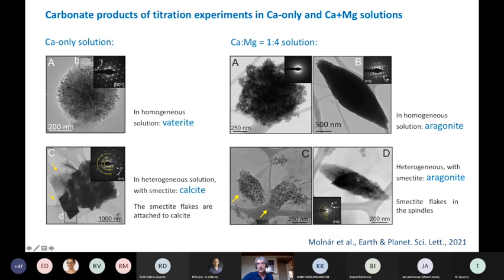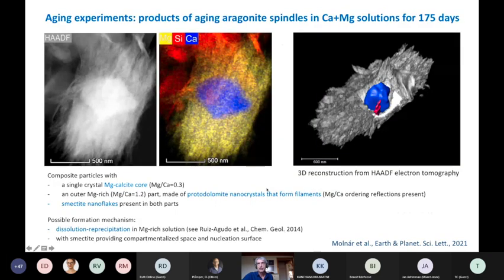However, if we age these aragonite spindles with the smectite in a solution for a couple of months, then we end up with some very interesting objects. These are some composite particles that have a core. You see this euhedral calcite particle with some magnesium in it. So blue is calcium. And that is surrounded by filamentous structure. And each of these little filaments are made of nanocrystals of protodolomite, which is a magnesium-rich phase. So this has two parts, a core and protodolomite around it.